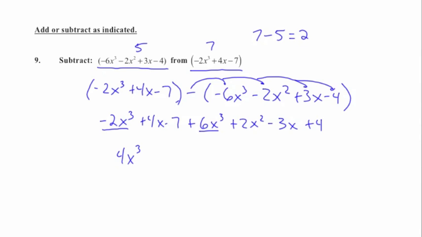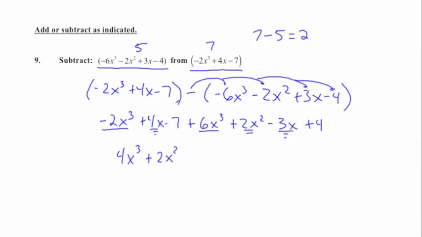Okay, now let's go to the next highest power term, which is my x squared terms, and it looks like I only have one of those. So I would just write that one next, so it would be positive 2x squared. Now let's go to my x terms. It looks like I have 2 of those.